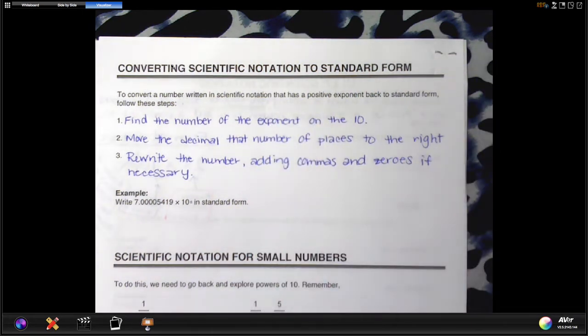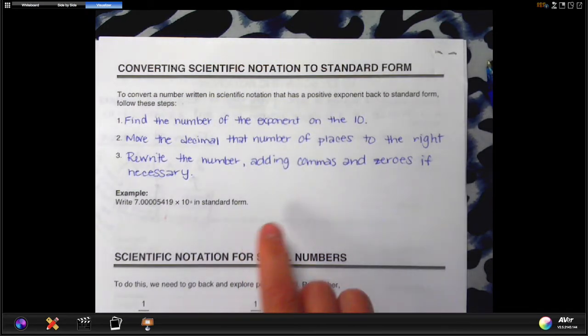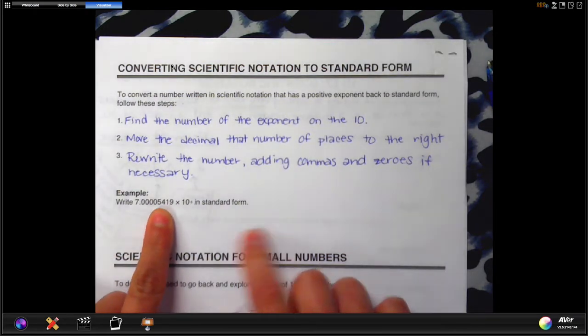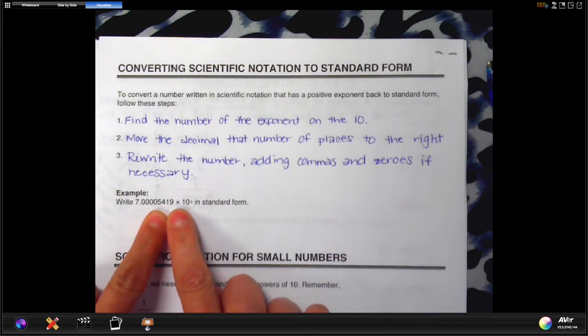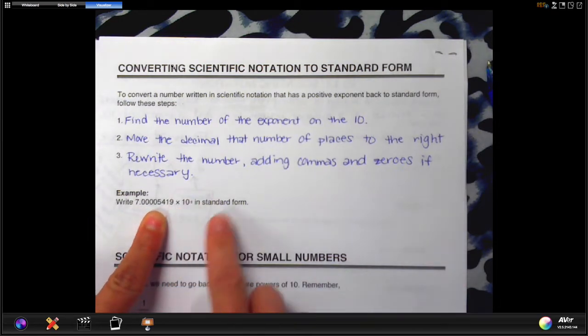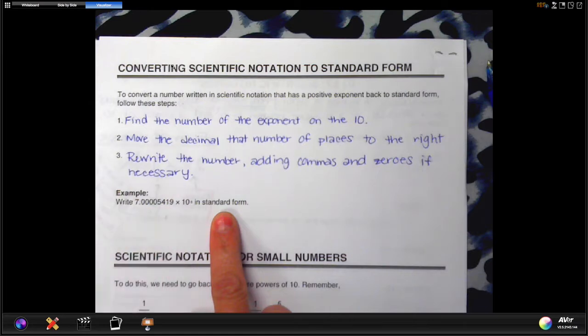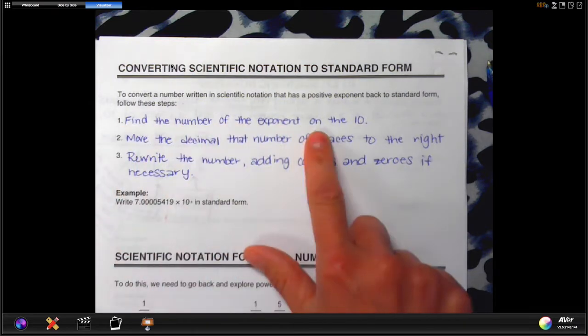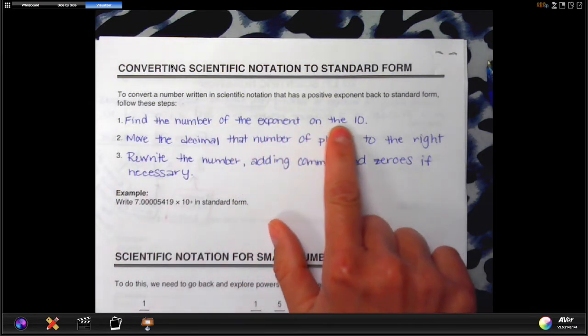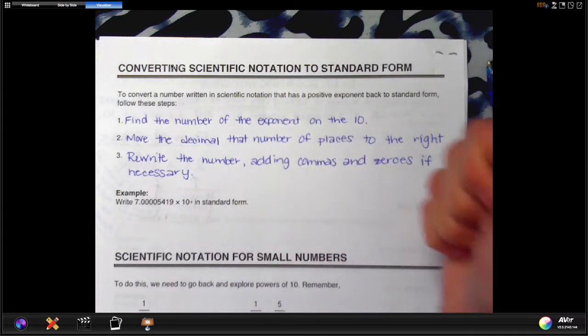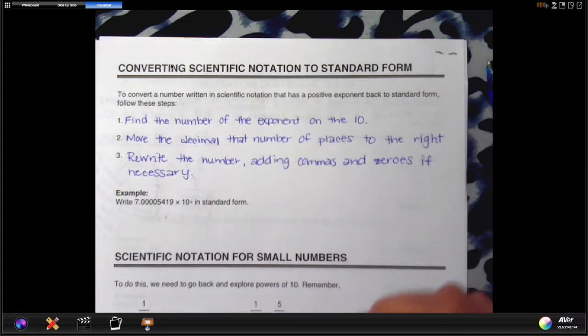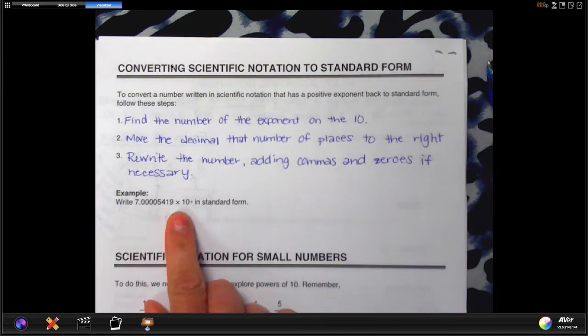Step one, for that, is going the opposite way. If it's already in scientific notation, like it shows in the example, to go back to regular or standard form, you want to find the number of the exponent on the 10. If you need to pause the video and write this down, do it now. If not, and you already have this, just follow along with me for the example.